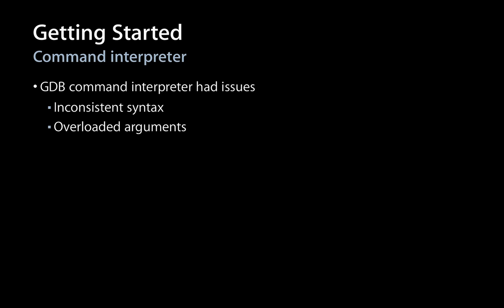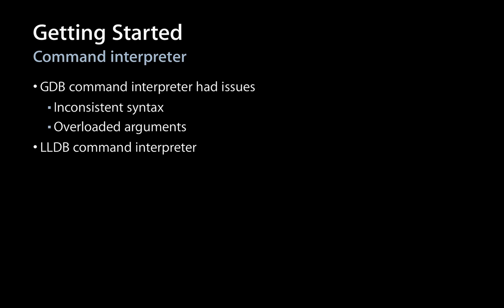There was a lot of argument overloading that went on inside of commands. For example, GDB's breakpoint command could take a file:line. It could take the name of a function. It could take an address, but only if you put a star in front of it. And there are a lot of different things that might not make sense to users that are coming at it with a fresh pair of eyes.